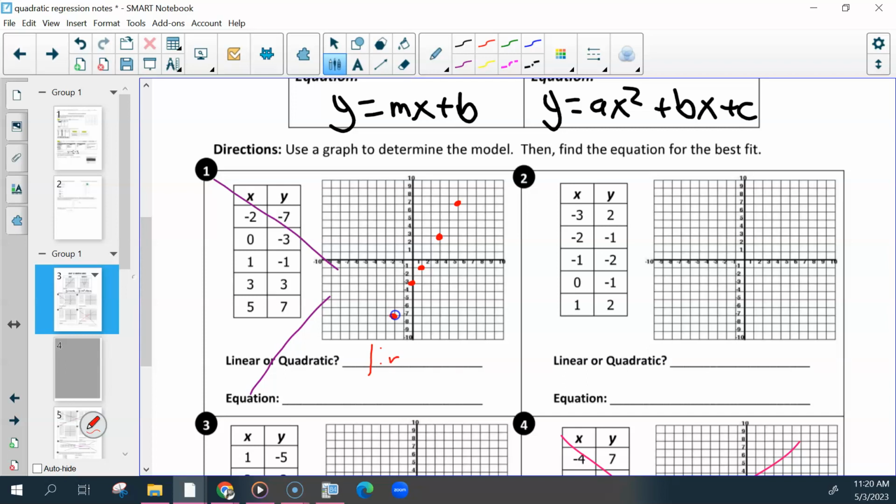But our goal is to focus on the quadratics. So it is linear, but we're not going to find the equation for that one. We have talked about how to find it in the past, though, so you could. Go ahead and graph the points for the second one.